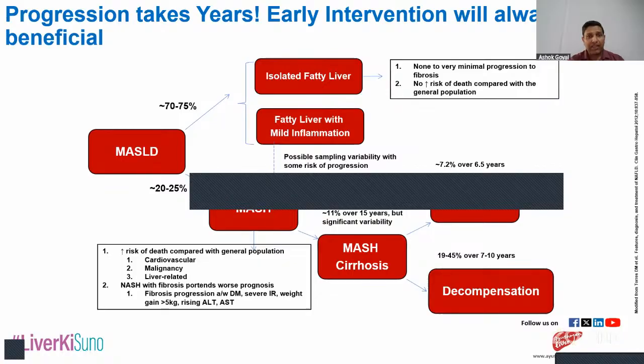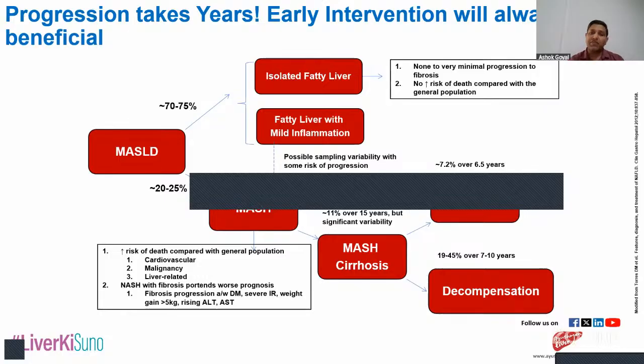But if the patient has mild inflammation or fatty liver, there are chances of variability with some risk of progression. And once the patient develops MASH, which is 20 to 25% of total MSLD patients, there are chances of going into cirrhosis and eventually into hepatocellular carcinoma and decompensation. A MASH patient with cirrhosis takes almost 6.5 years, and in almost 7.2% of patients over a period of 6.5 years they can develop hepatocellular carcinoma.